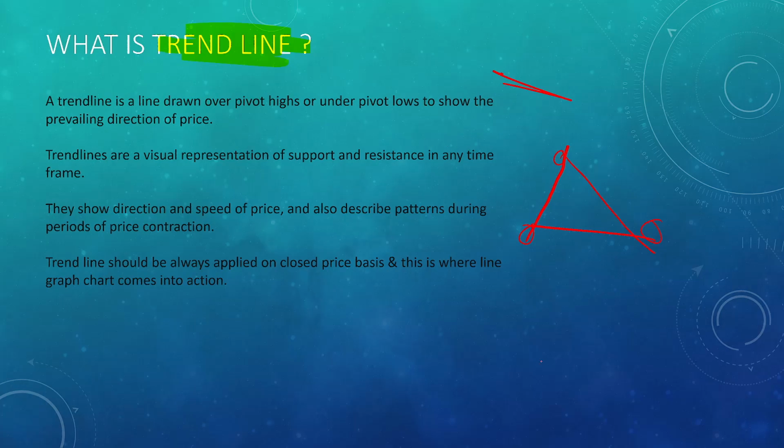I have no problems with that, but I have seen that people use trend lines on chart types such as Heikin-Ashi or candlestick patterns. That's wrong. That's why the topic of this informative webinar is the relation of trend line with line chart.